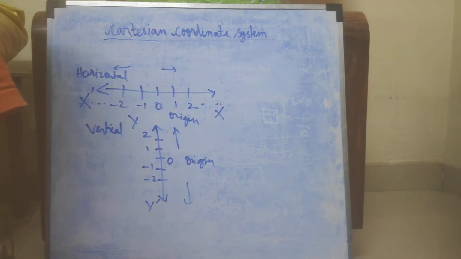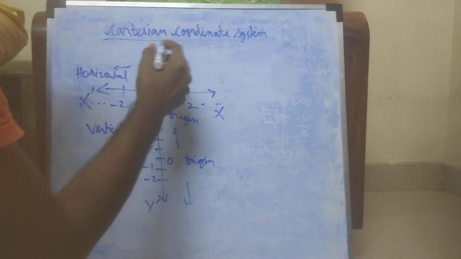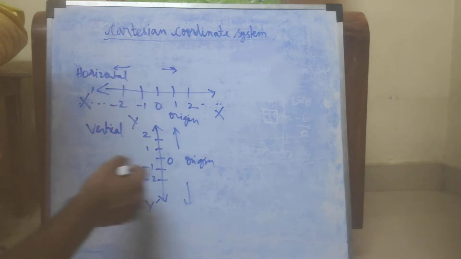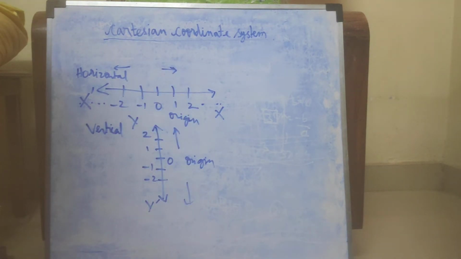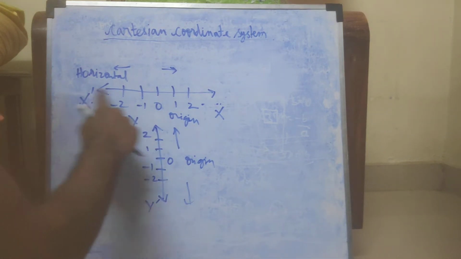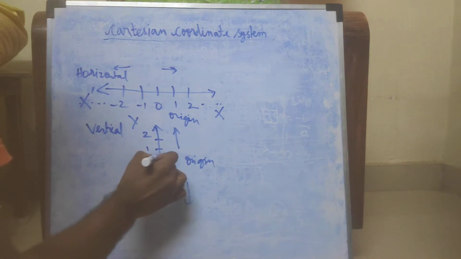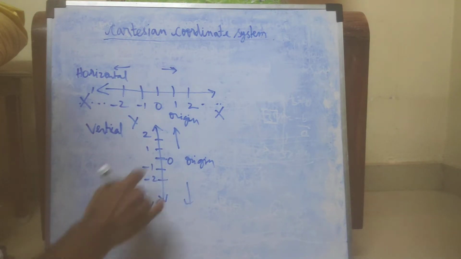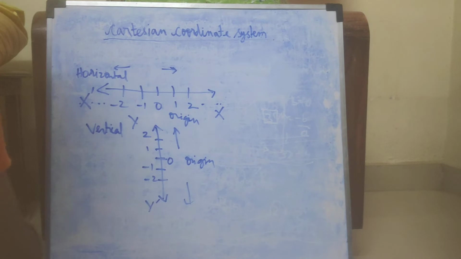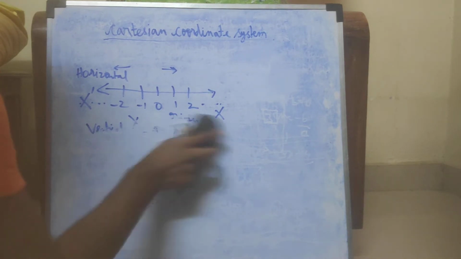So now assume that I want to combine both these axes together so that I can represent two-dimensional points. These axes are individually only single dimensions. I can represent only one number, but if I want to represent two sets of numbers, I will combine them such that their origins coincide. So if I do that, the graph will come as follows.